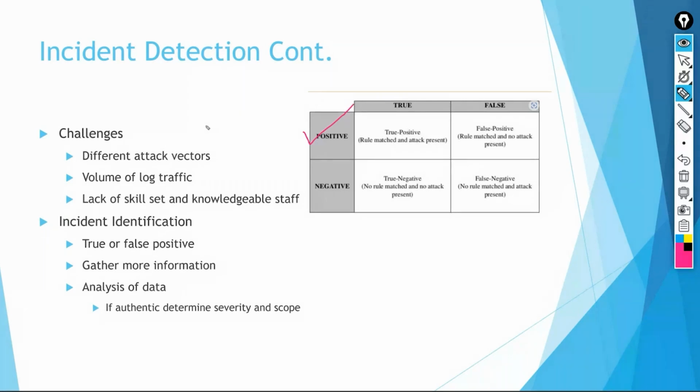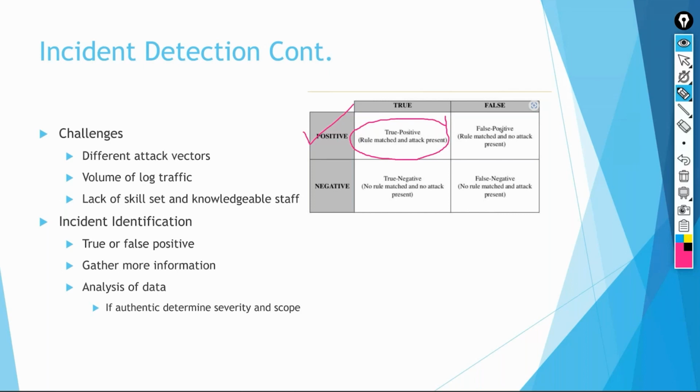Now, a false positive is where the rule is matched and no attack is present. A live example: if the count of failed logins exceeds 10 in the last 15-minute interval, then generate an offense. But what happened is, the count of failed logins never reached 10, it only reached 5, but still my SIEM or my intrusion detection system went and created an offense. That's a false positive. There is a rule match and no attack present.